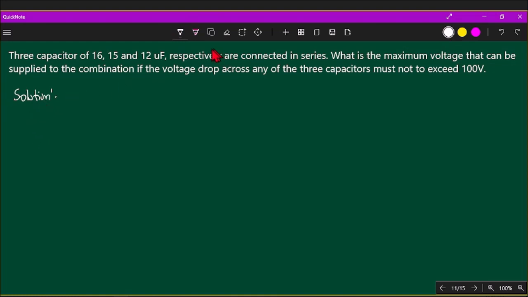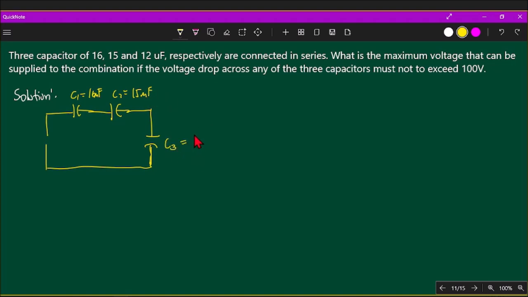So we have a circuit. Let me just draw our circuit, in which 3 capacitors are connected in series. So we have here our capacitor, here another capacitor. So this will be our C1, which is equivalent to 16 microfarad. This will be our C2, which is equivalent to 15 microfarad. This will be our C3, which is equivalent to 12 microfarad. Then we have here our E sub T. Each of them also has their own voltage drops. We have here our E sub 1, E sub 2, and E sub 3.